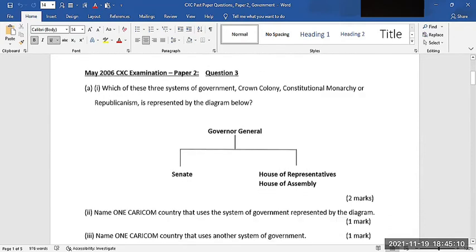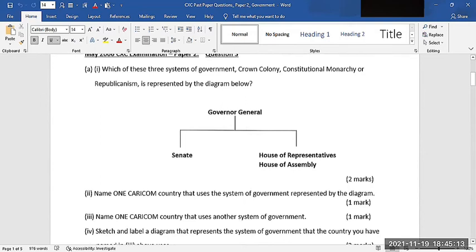Okay, so part A, letter I, which of these 3 systems, I hope you're seeing the question on the screen. Yes, let me check to make sure it's shared. Which of these 3 systems of government, is it crown colony, constitutional monarchy, or republicanism? Which one of these 3 is represented by the diagram below? That flow chart we see there with Governor General at the top, and below we see the 2 houses of parliament, the Senate and the House of Representatives. Which one is it?